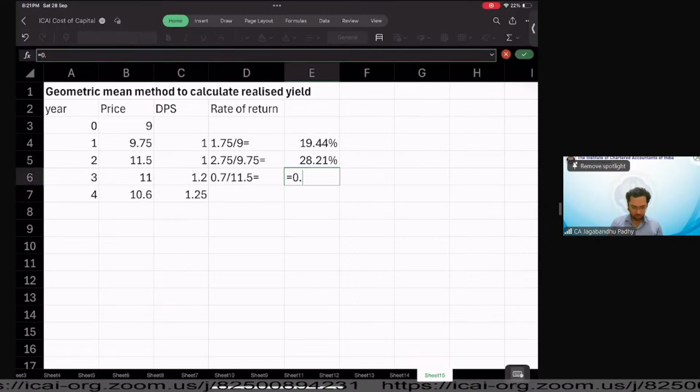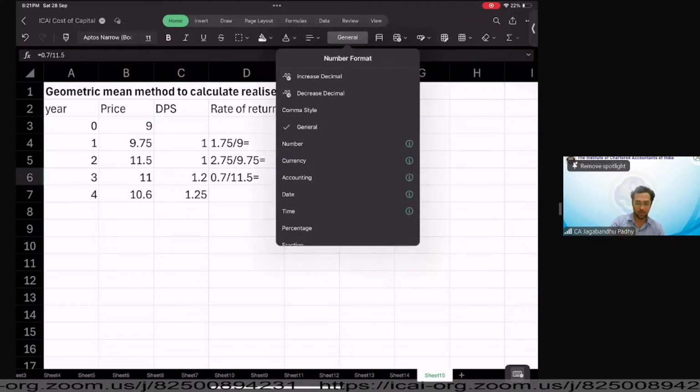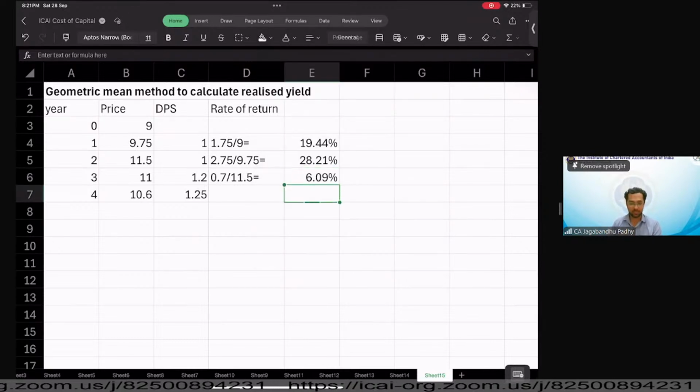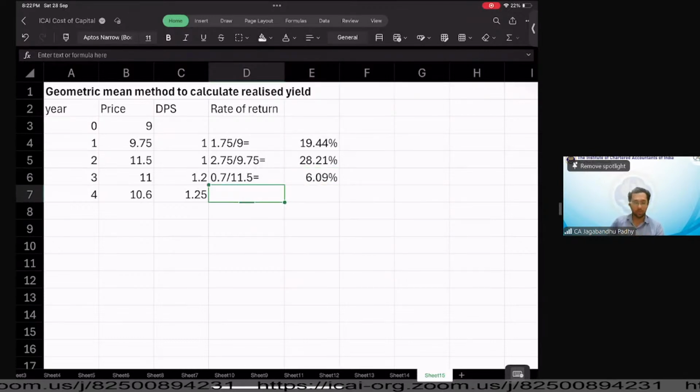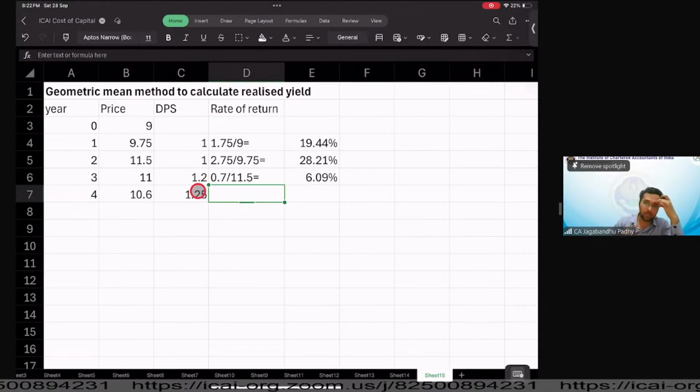So this is 0.7 divided by 11.5. This is 6.09%. In the fourth year, the price has further reduced to 10.6. So the price has been reduced by 0.4, and you have a dividend of 1.25.